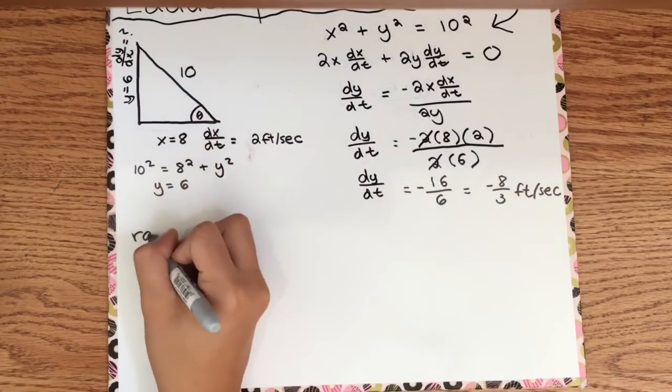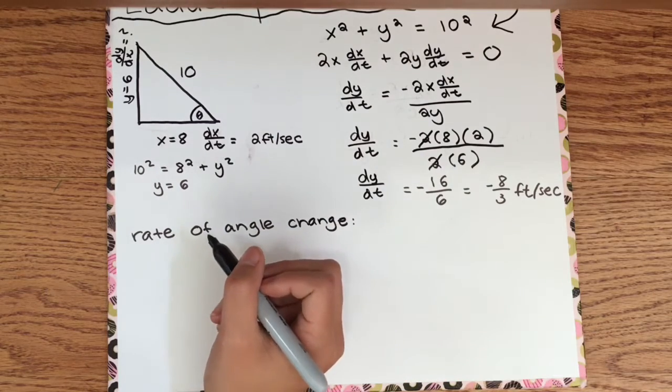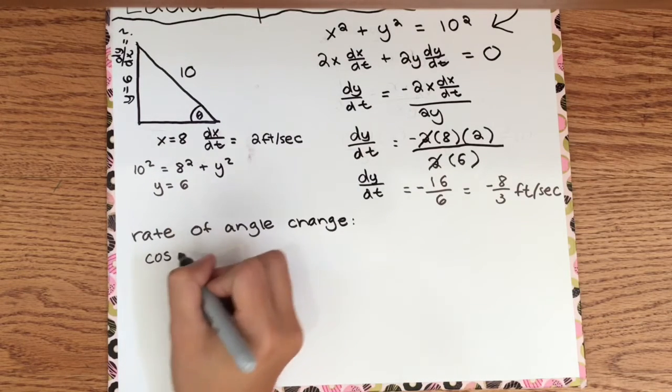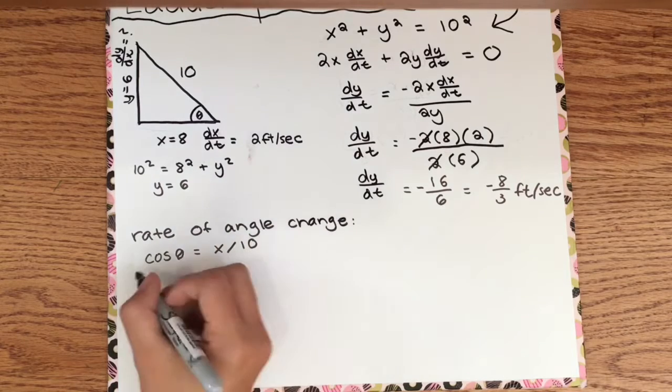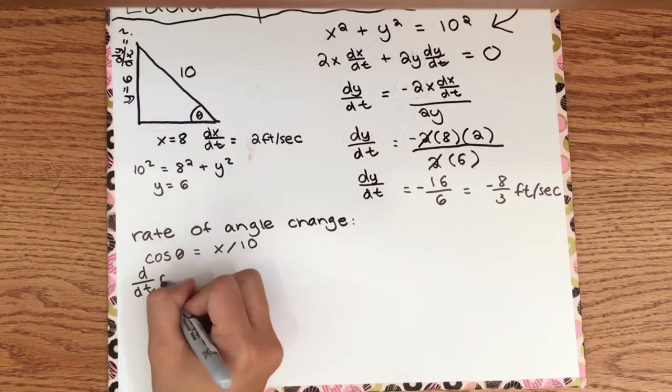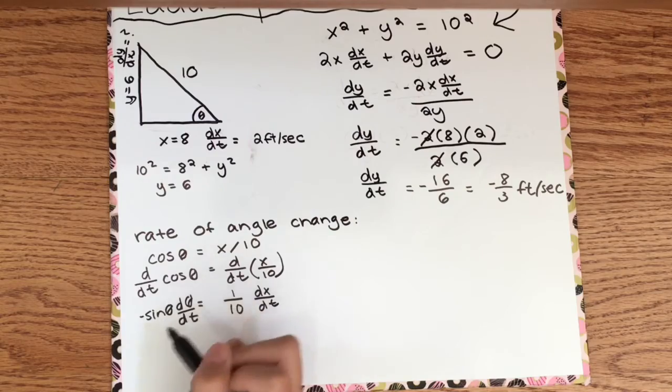Using the same situation, let's find the rate the angle between the ladder and the ground is changing when the base is 8 feet. First, we must find an equation to relate the rates. Because the ladder is always 10 feet, we can use cosine theta equals x over 10 to solve for the rate of the angle at any given moment. Get negative sine theta d theta/dt equals 1/10 dx/dt.